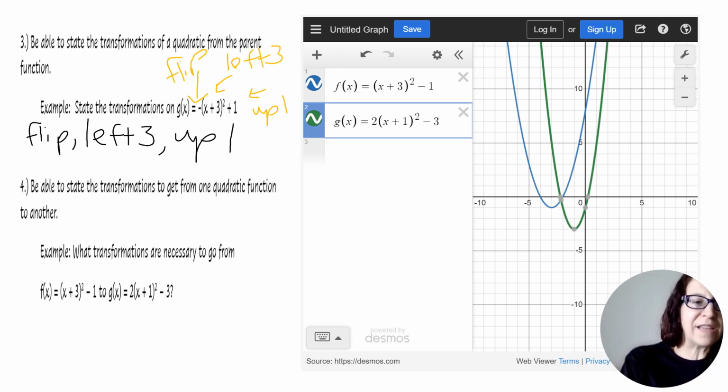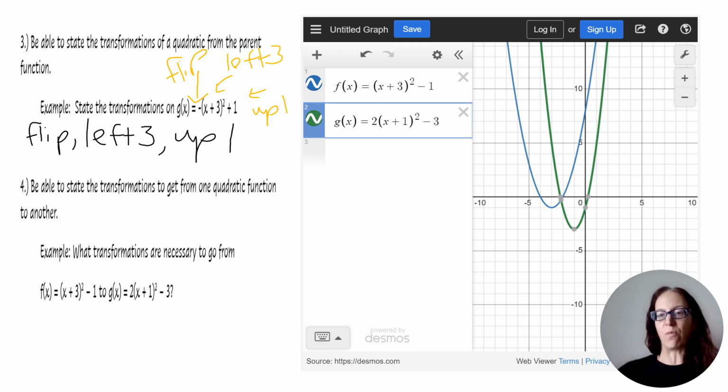Now, let's just say you're not sure of that. You can come over here to Desmos, and you can go ahead and type in g of x equals negative (x plus 3) all squared plus 1. And hopefully from that, you can see that it is flipped over. From the parent function, it is left 3.